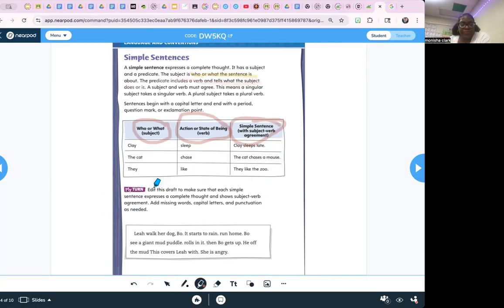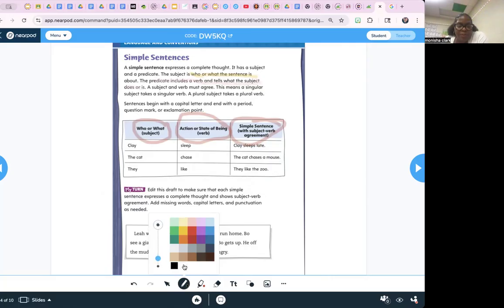Now, let's look down here. Edit this draft to make sure each simple sentence expresses a complete thought and uses subject-verb agreement. Add missing words, capital letters, and punctuation marks. So let's change this. Leah walk her dog. Leah does what? She walks. So I'm going to add an S here. Leah walks her dog. Bo, it starts to rain. Run home. Bo, see a giant mud puddle. Rolls in it. Then Bo gets up. He off the mud. This covers Leah with she is angry.